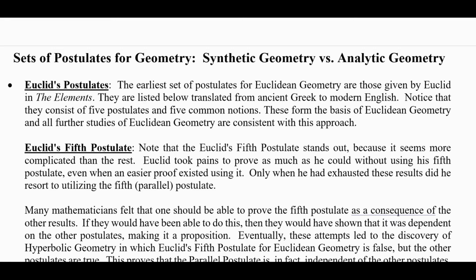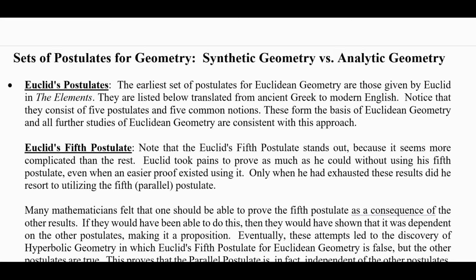Euclid's postulates. The earliest set of postulates for Euclidean geometry are those given by Euclid in the Elements. We're going to go over each of these sets of postulates in their own videos in a minute, but I want to talk in general about some of these. They are listed below, translated from ancient Greek to modern English, and notice that they consist of 5 postulates and 5 common notions. These form the basis of Euclidean geometry, and all further studies of Euclidean geometry are consistent with this approach.